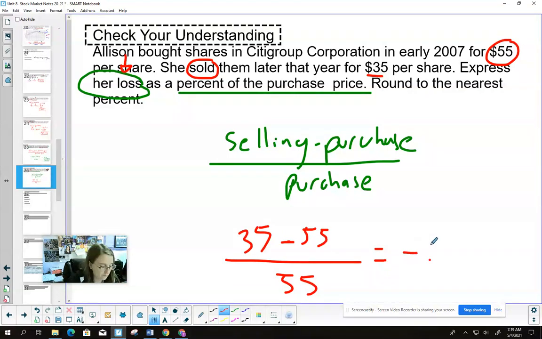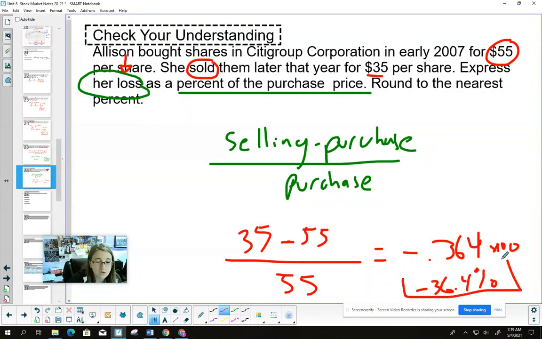Okay, you should have gotten negative 0.364. If you're rounding differently, it's not a big deal. Times that by 100, this is negative 36.4%. So she lost 36% of what she invested. She bought it for 55 and sold it for 35. You might even ask yourself why she would do that. Why doesn't she just wait? Maybe she didn't have a choice. Maybe she had an emergency and she needed money right now. Even if it wasn't all of the money that she put in, it would be some of it back. She would get $35 per share back.